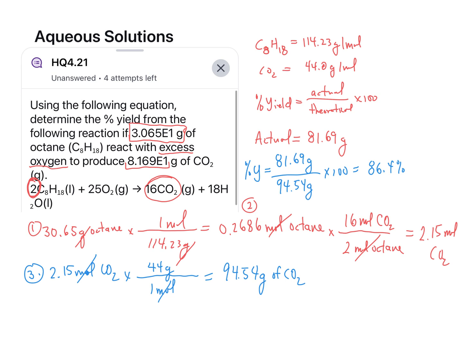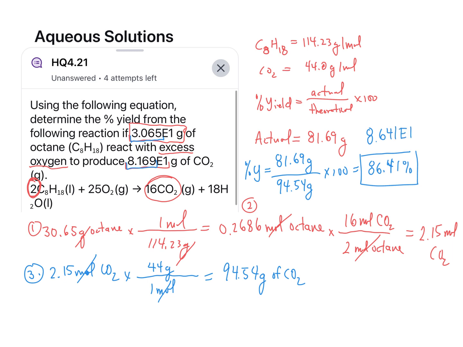Use those two to find that my percent yield in this reaction is about 86.4%. And after going back and taking a look at the numbers given in the problem, we've got 4 significant figures in the 30.65 grams and 4 significant figures in the 81.69 grams, which means we should have 4 significant figures in our percent yield. So I would say 86.41% to make that 4 significant figures. If you have to put that in scientific notation, 8.641 e to the 1.